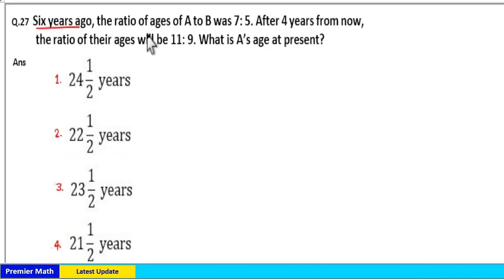6 years ago, the ratio of ages of A to B was 7:5. After 4 years from now, the ratio of their ages will be 11:9. What is A's age at present?